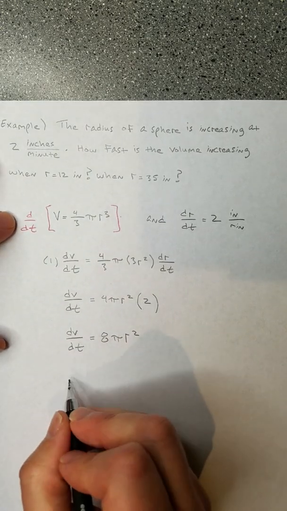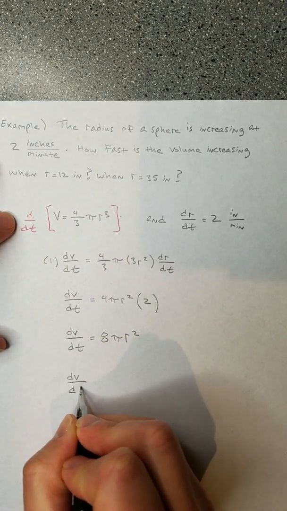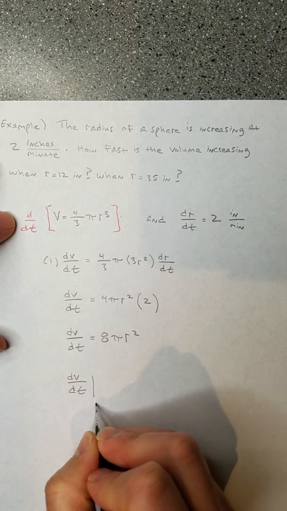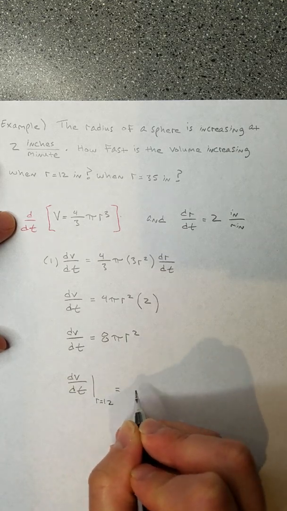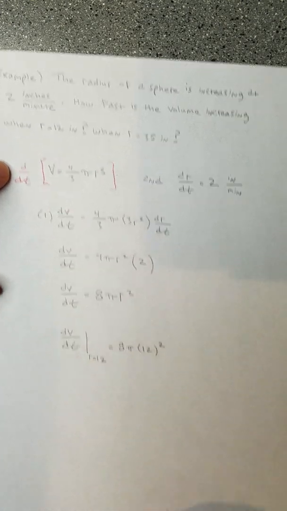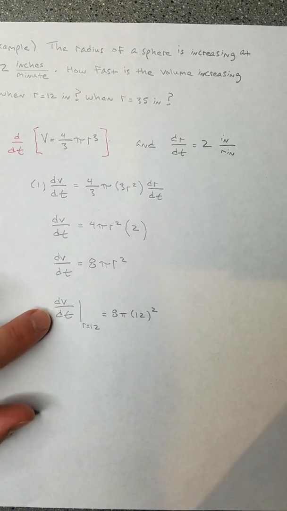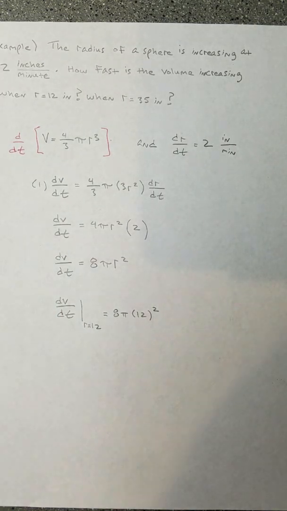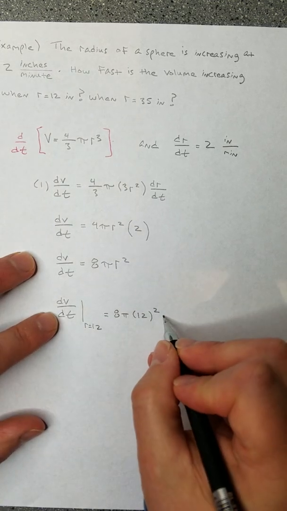So we could do it like this. We could say dv/dt when r is 12 is going to be 8 pi 12 squared. All right. That's how fast the volume is growing when the radius is 12. All right, so let's see. That's going to be 8 times pi times 144. So that's going to be about 3,600 or so. Here's the number I get.